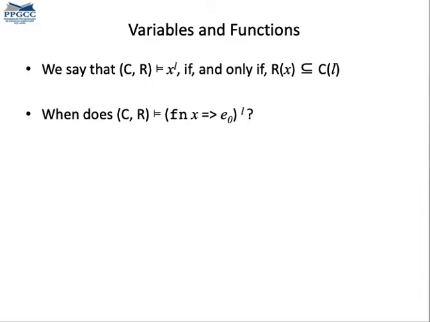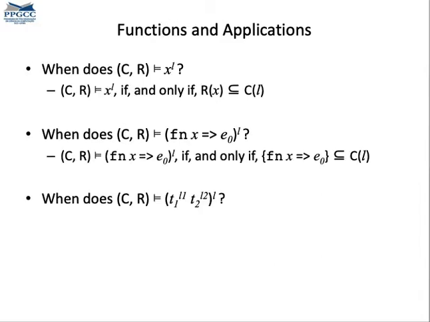What about lambda expressions? A lambda expression is itself a function. So what we want to say is that this function is the only thing that can be bound to the label that marks it. In other words, we say that C, R satisfies fn x is E0 at label L if fn x is E0 is in the cache of label L.